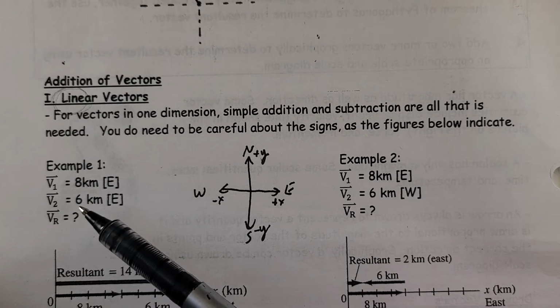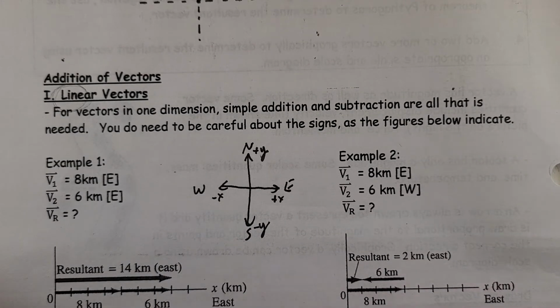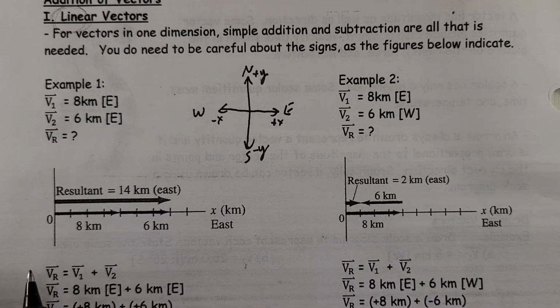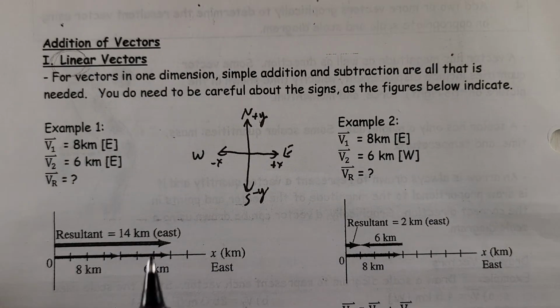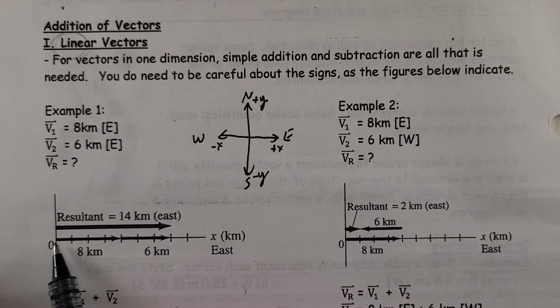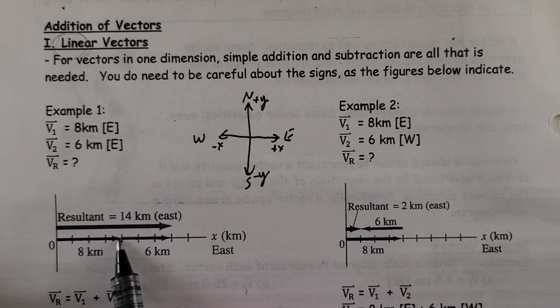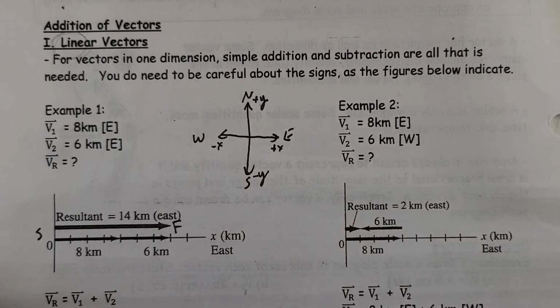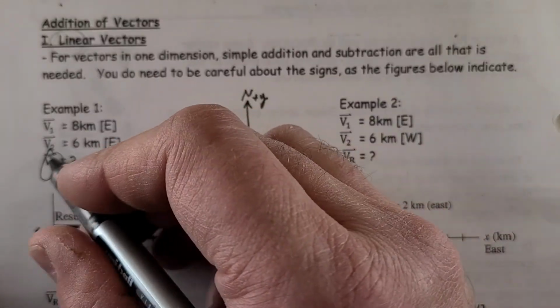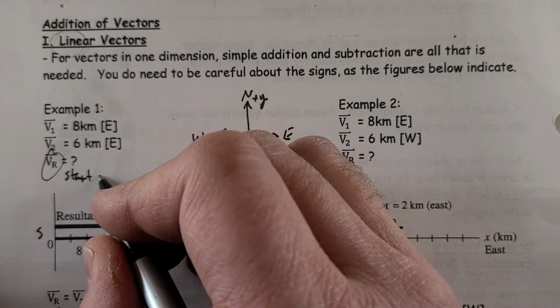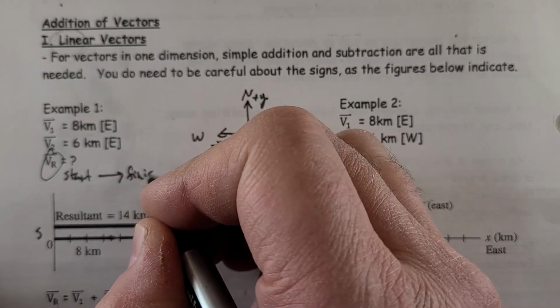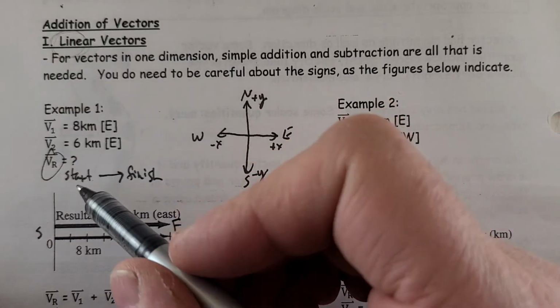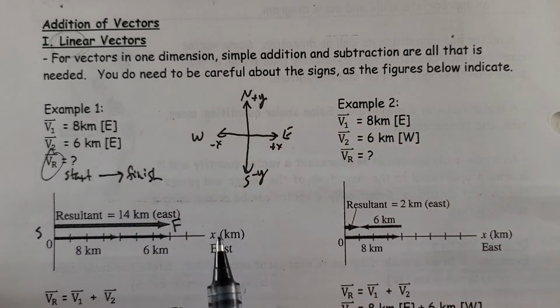So if we're adding two vectors, 8 kilometers east, then from there go a further 6 kilometers east, we're looking at adding the two vectors. It's easy when they're linear like this, because we can simply draw them out. So we have 8 kilometers east, and to that add another 6 kilometers. If we started here, we finish here. The resultant vector is always from start to finish directly. We're not concerned about how we got there. We're just looking at it from start to finish.